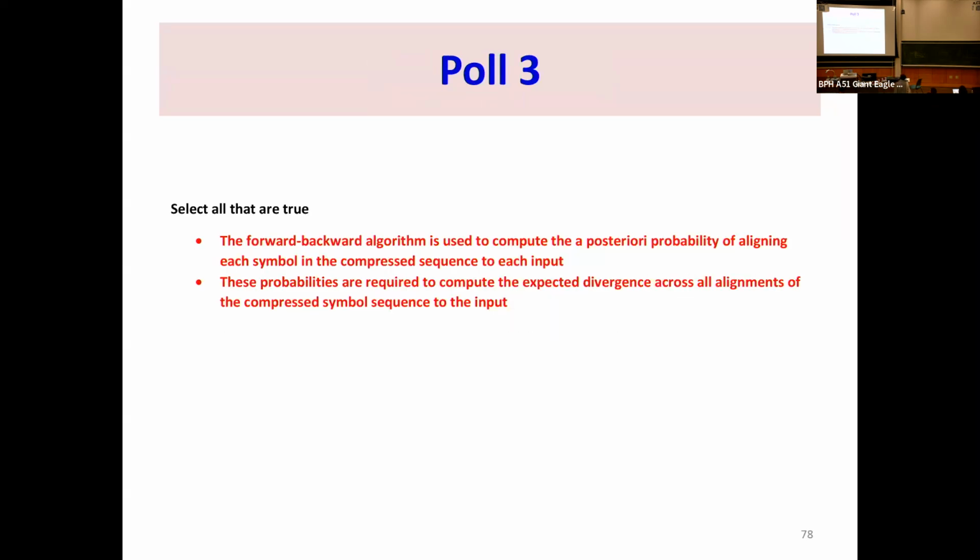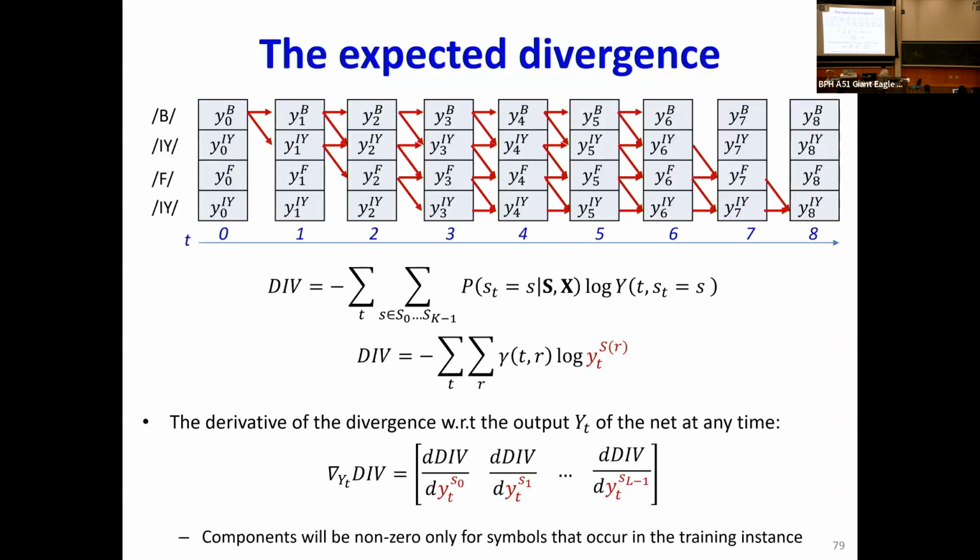So the forward algorithm is used to compute the a posteriori probability of aligning each symbol to each input, the forward backward. These probabilities are required to compute the expected divergence across all alignments of the compressed symbol sequence to the input. So easy. And so now we have this divergence, right? And this divergence is a function of the probabilities assigned to all the symbols, right? And so what I really need is the derivative of this divergence with respect to the output of the network at each time, which is basically with respect to the probability assigned to every single symbol at each time.